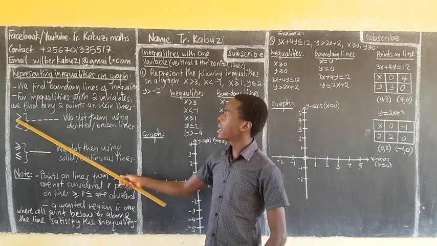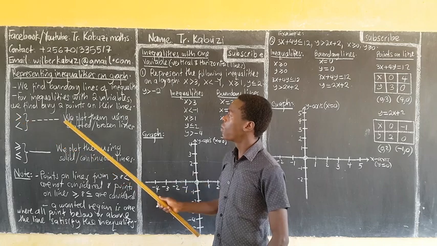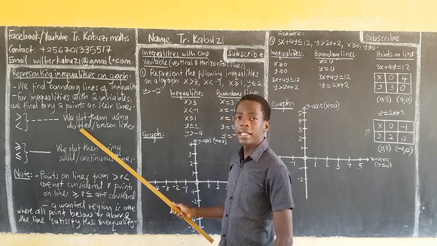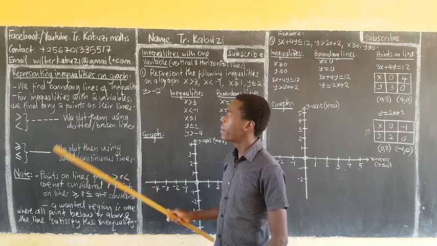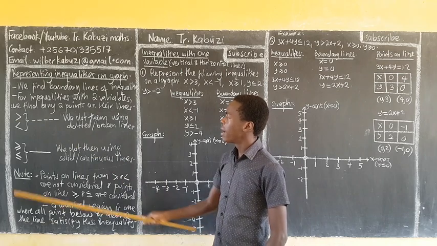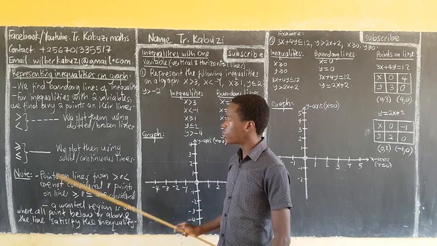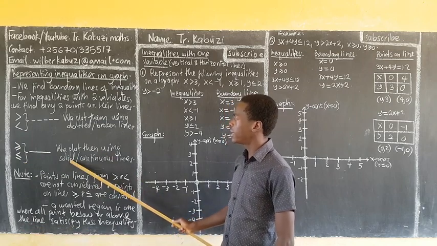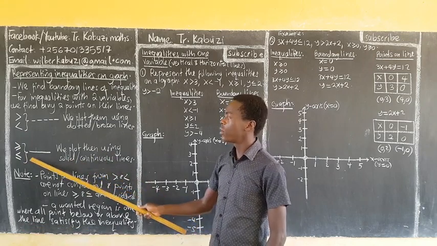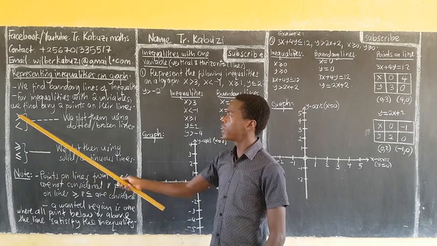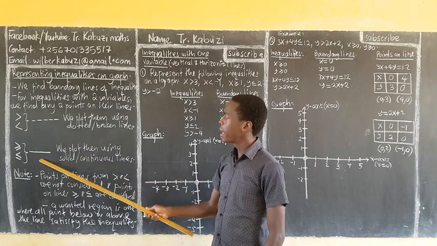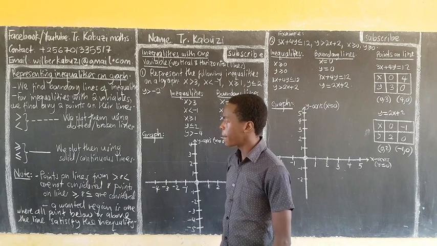For less than or greater than, we plot them using dotted lines. Some people call it a broken line. For greater than or equal to, and less than or equal to, we plot them using solid or continuous lines. So there's a difference. For these two, we use this type of line, and for these, we use a solid one.